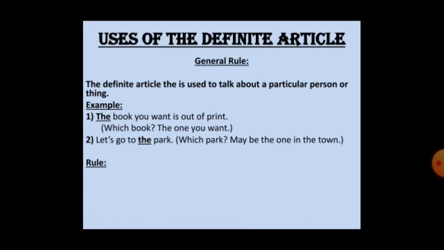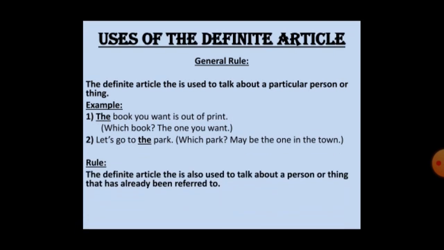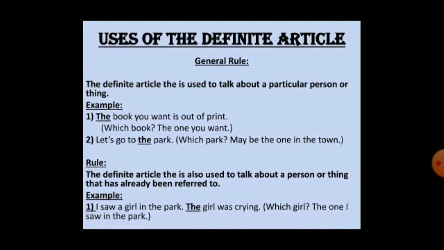So here comes another rule. The definite article is also used to talk about a person or thing that has already been referred to. For example, I saw a girl in the park. The girl was crying. So "the girl" is the second mention. In the first sentence, before girl I used the indefinite article, but when I mention the girl again, before that I use the definite article "the".